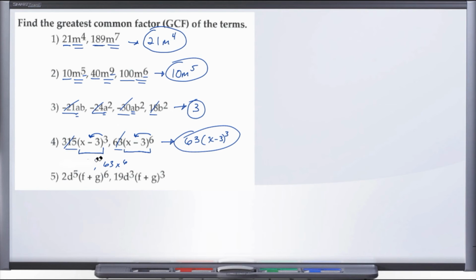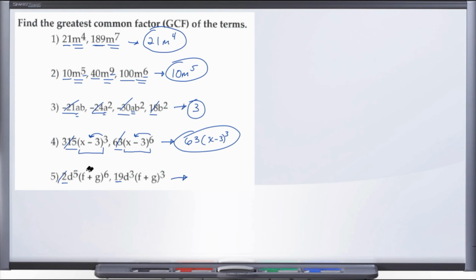All right, and then finally here, number 5, we have 2d to the 5th, times the quantity f plus g to the 6th power, and then we have 19d cubed times quantity f plus g cubed. Let's take it step by step again. Let's just deal with our coefficient, that number. Well, we have 2 here and a 19 here. Is there any common factor between 2 and 19 other than 1? No, right? If there's no common factor between your coefficients, then there's no common factor, so you don't have to pull anything out because you can't.